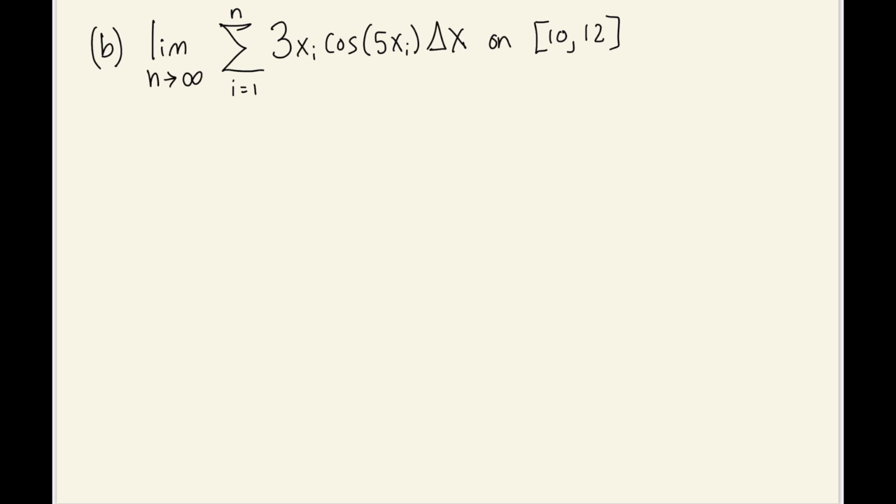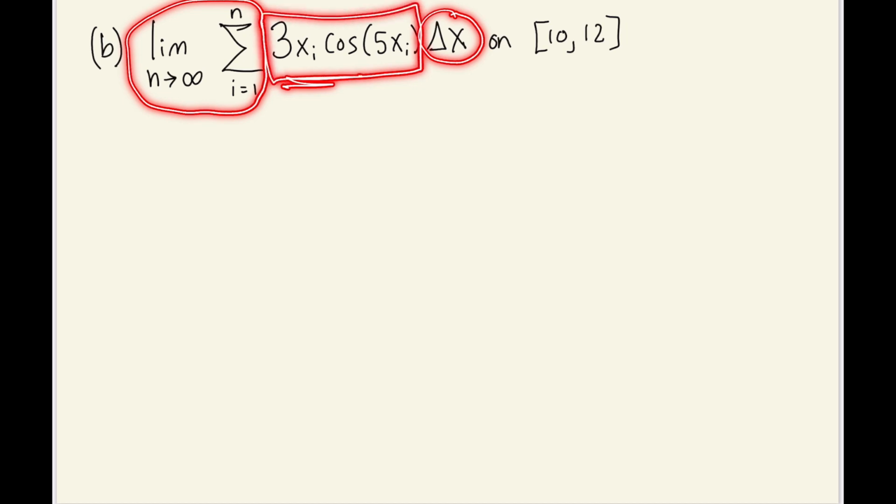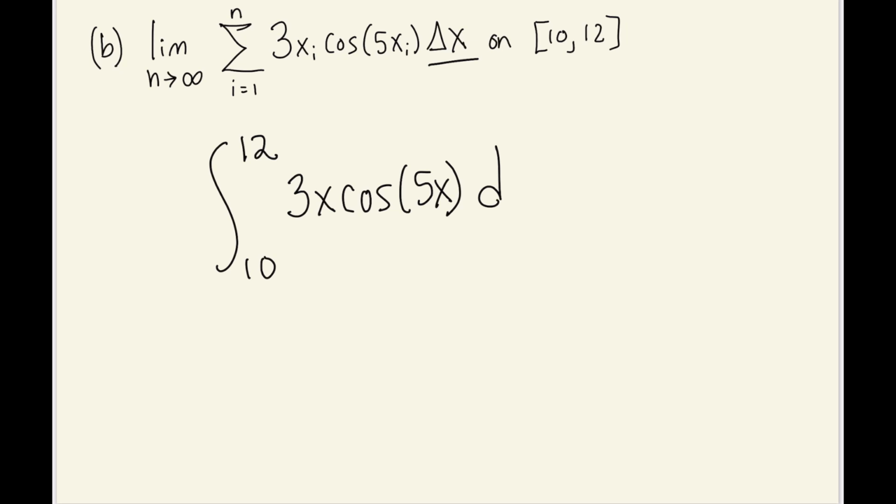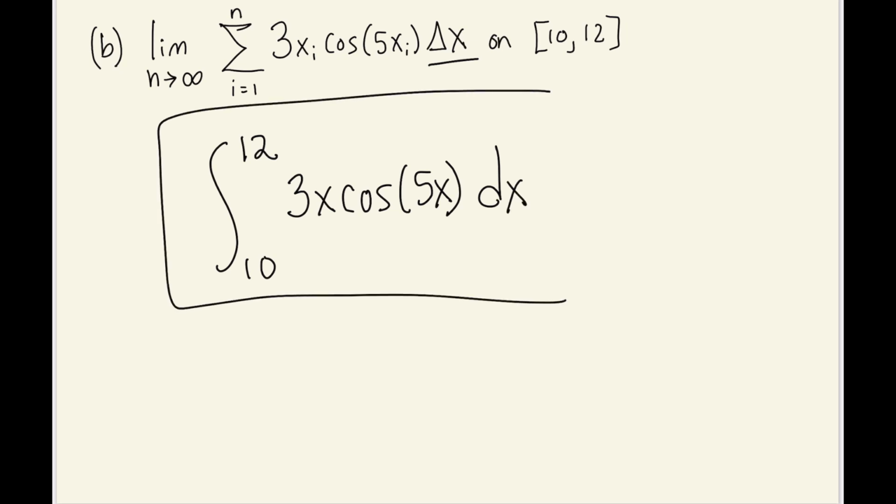Here's another example. We're just trying to express this as a definite integral. Once again, we see the delta x here, and we see the limit and the sum here. This is my function, this is f of xi, and this is my interval. In this case, the definite integral would be from 10 to 12. It looks like my function is 3x times cosine of 5x, and this is my dx. So this would be my final answer in that case.